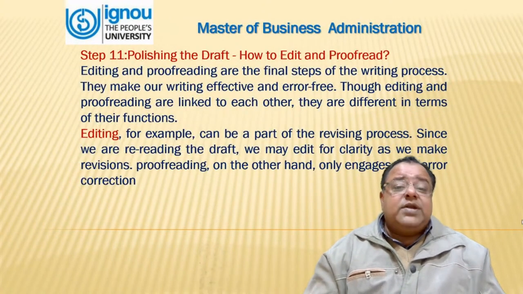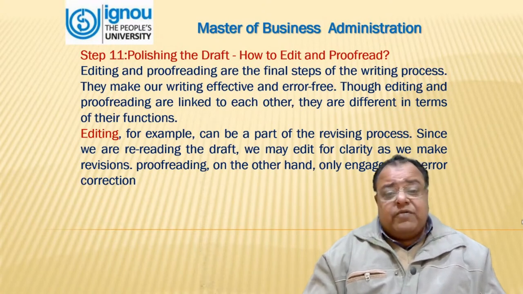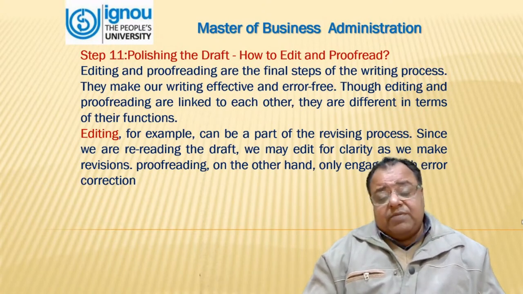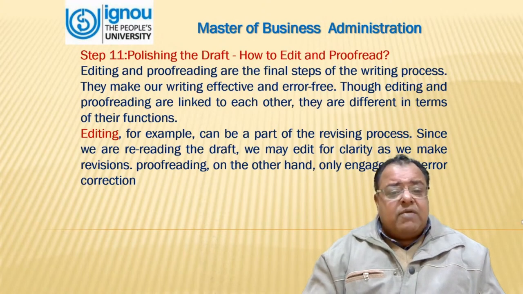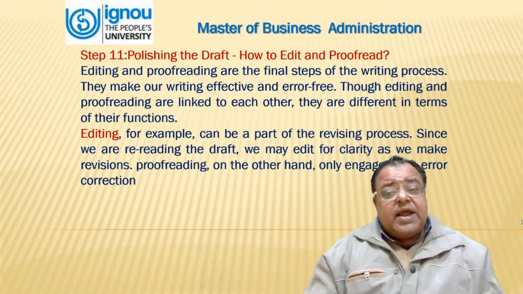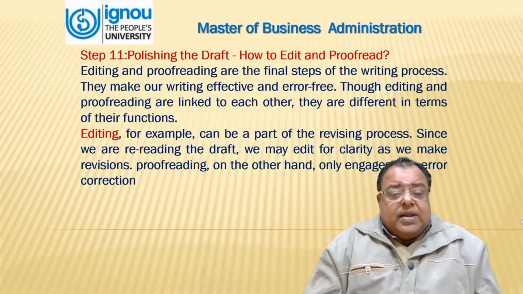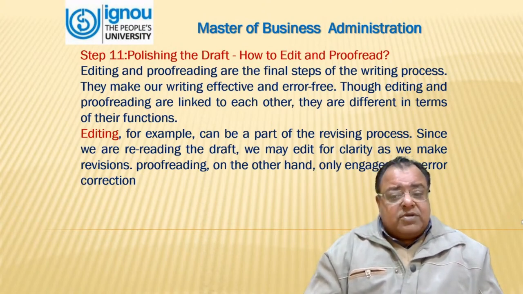Step 11 is polishing the draft: how to edit and proofread. Editing and proofreading are the final steps of the writing process. They make our writing effective and error-free. Though editing and proofreading are linked to each other, they are different in terms of their functions. Editing, for example, can be a part of the revising process.